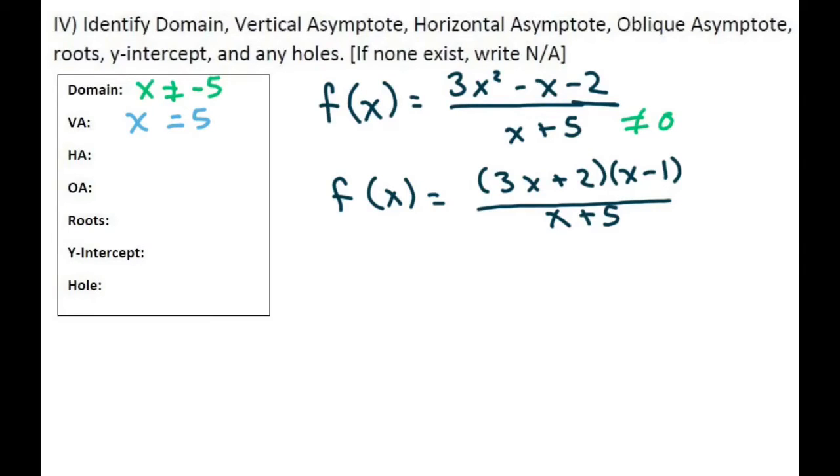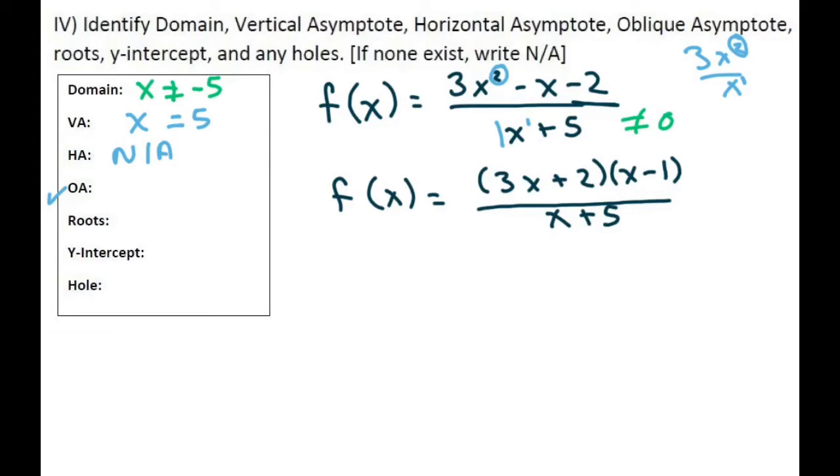If I look at my lead coefficients here in my degrees, I have a 3x squared over x. Since the degree in the numerator is larger than the degree in the denominator, I have an oblique asymptote. That means I don't have a horizontal, and I'll do the oblique in just a minute.